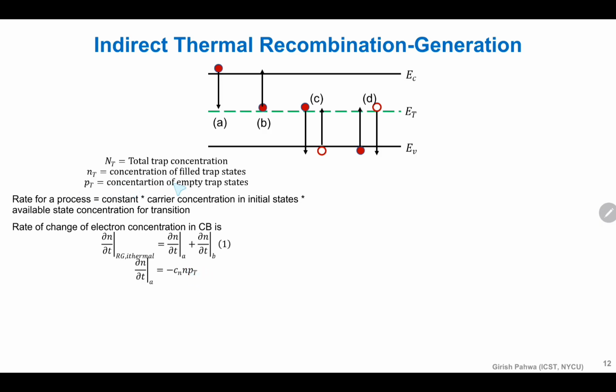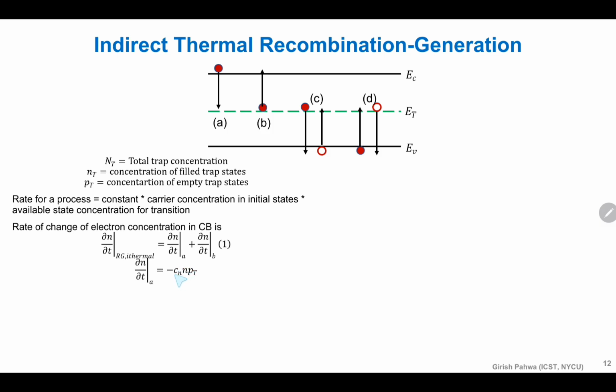PT is the available state, the concentration of empty states. And Cn is the constant of proportionality. And I have a negative sign here because the process A will reduce the electron concentration. If an electron comes down from here to here, the concentration of electrons is reducing here. So that's why I have a negative sign here. Okay, what about the process B?